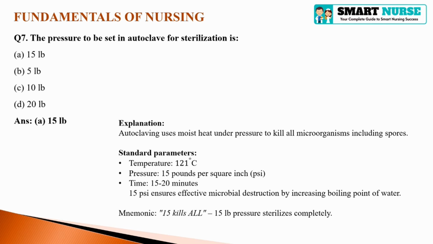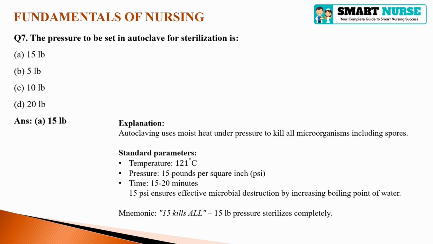Next, the seventh question: the pressure to be set in an autoclave for sterilization. First we should know what sterilization means. Sterilization means we kill the microorganisms and bacteria on the equipment. An autoclave is a type of instrument, a machine in which we do sterilization of equipment.